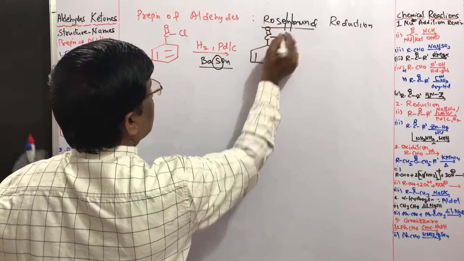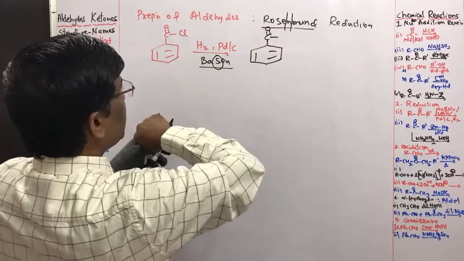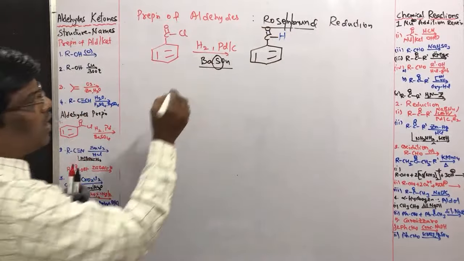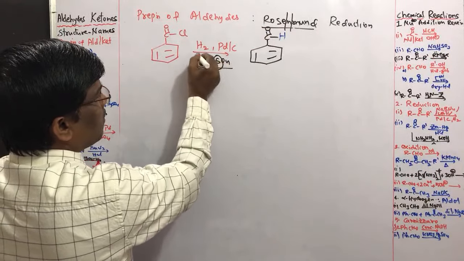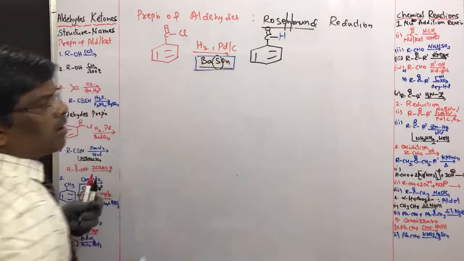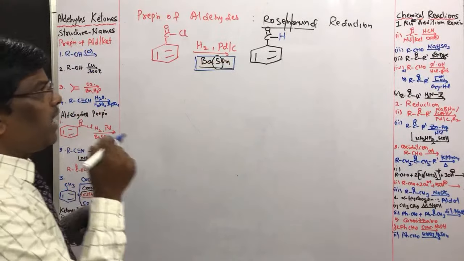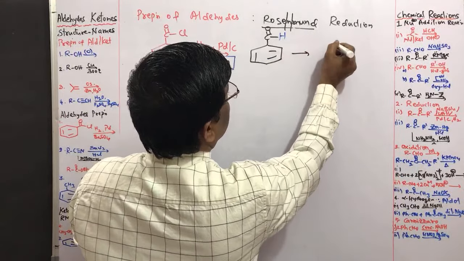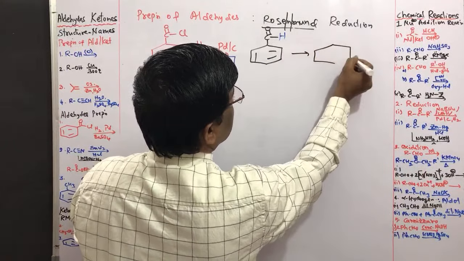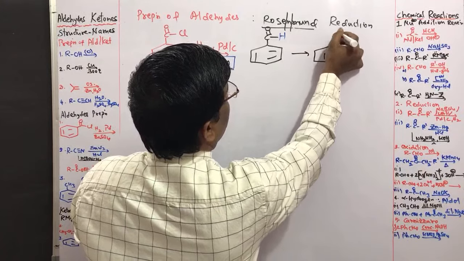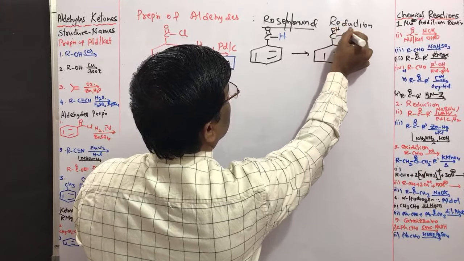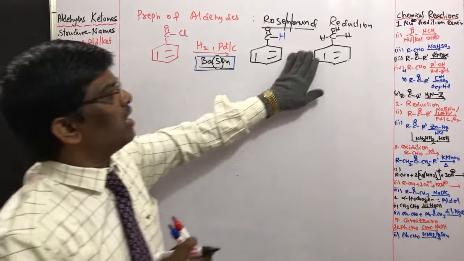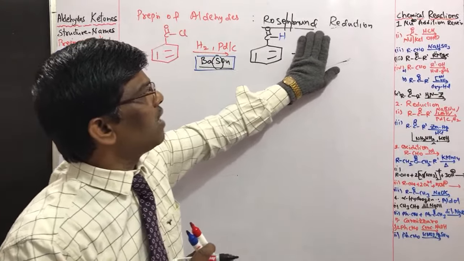This is aldehyde, where this chlorine is reduced to hydrogen. If I do not add this barium sulfate, very important, students, if I do not add barium sulfate, it is going to undergo further reduction to alcohol. So Rosenmund reduction is use of barium sulfate.